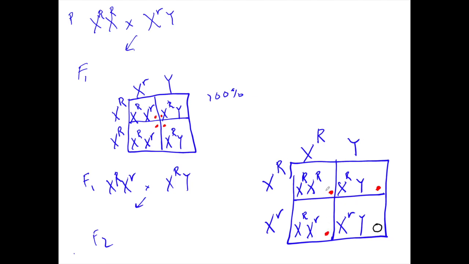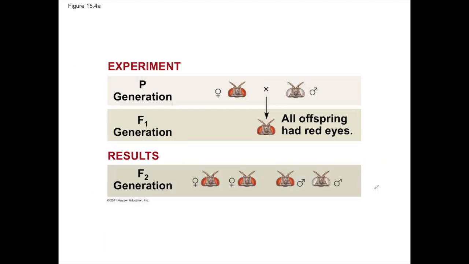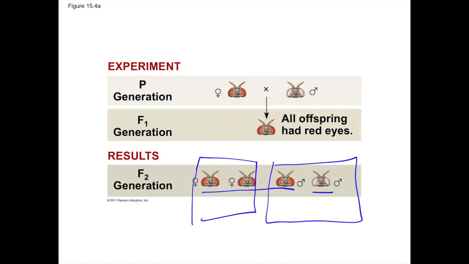So that explains the 3-to-1 ratio of red eyes to white eyes that he got. And more specifically, it explains why every single female had red eyes, because the two X's are the females, whereas half of the males have red eyes, and half of the males have white eyes. And that's exactly what he saw. He saw a 3-to-1 ratio of red to white, but more specifically, every single female had red eyes, whereas the males, half of them had red eyes and half of them had white eyes.